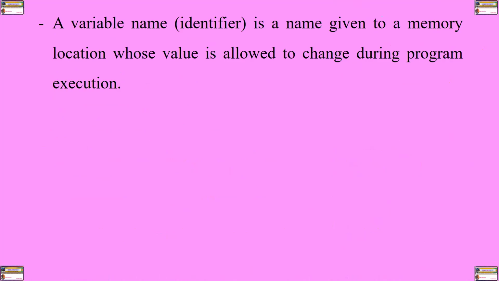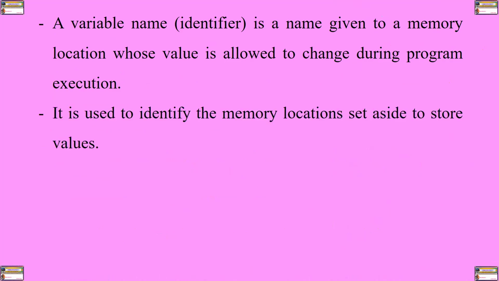So, a variable name, or what we call an identifier, is a name given to a memory location whose value is allowed to change during program execution, just as we have learned. It is used to identify the memory location set aside to store values. The four main rules for identifiers are these. Whereas you have said it is important to set a memory location aside to hold a certain value and give that memory location a name, there are certain rules that govern how you do the naming.